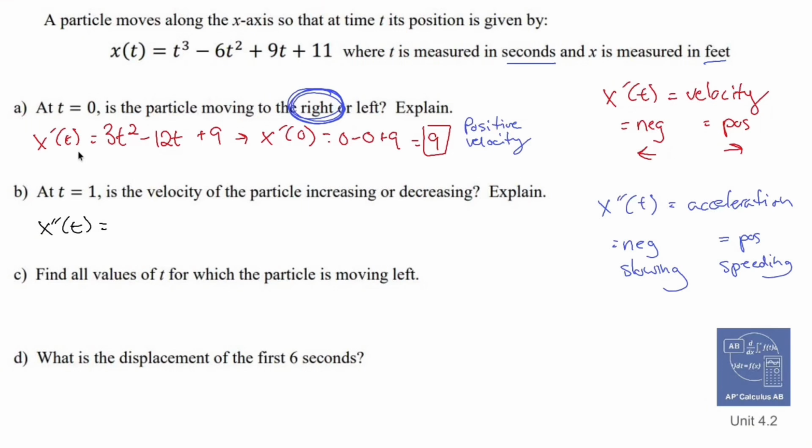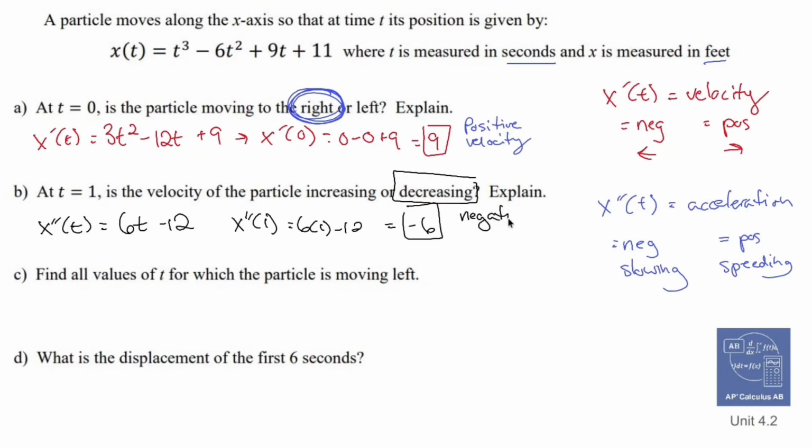So if I take the derivative of x prime of t, that gets me the second derivative. Power rule is going to give me 3t squared becomes 6t, minus 12t becomes minus 12, and then plus 9 disappears. I care about what happens at t equals 1. So x double prime of 1 is going to be 6 times 1 minus 12, which is 6 minus 12, which is negative 6. So that negative 6 indicates that I'm slowing down. So my velocity is decreasing because I have a negative acceleration. And that would be why.